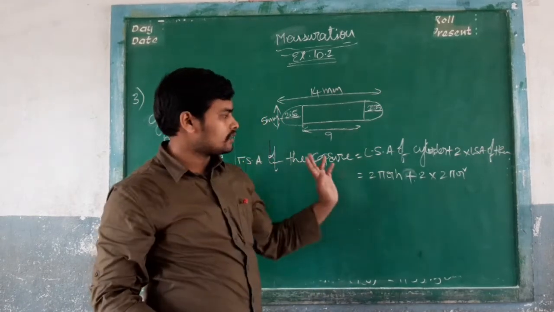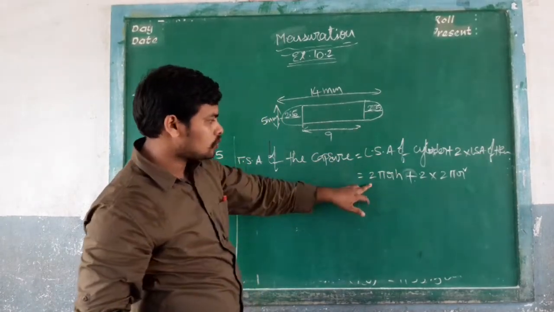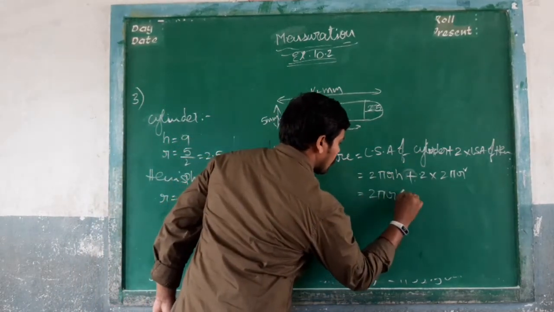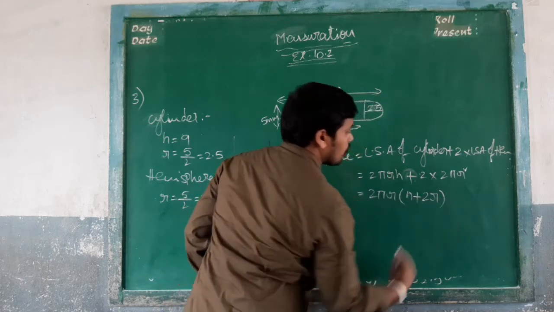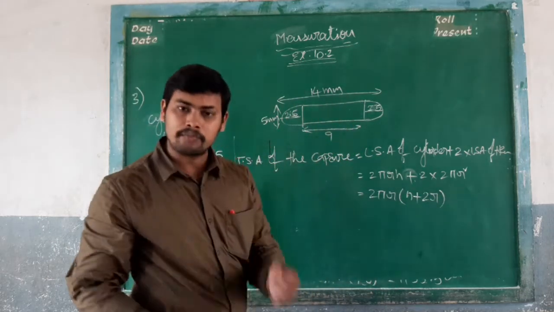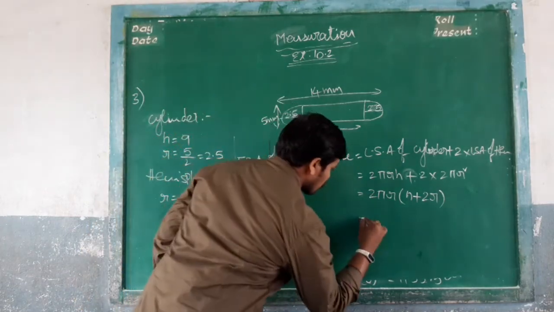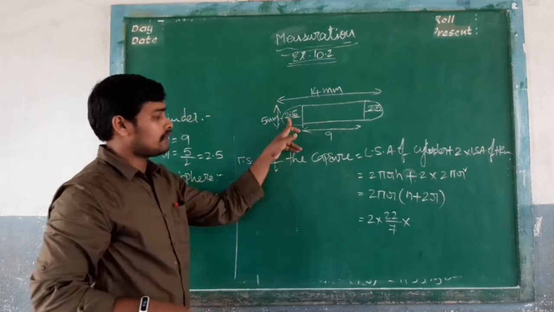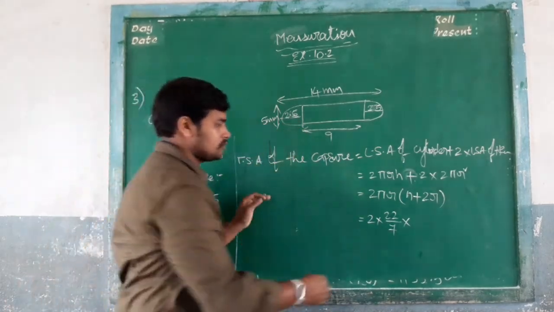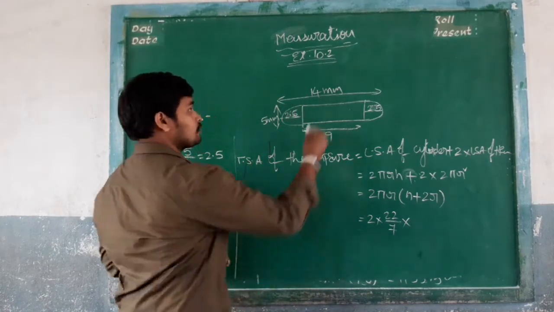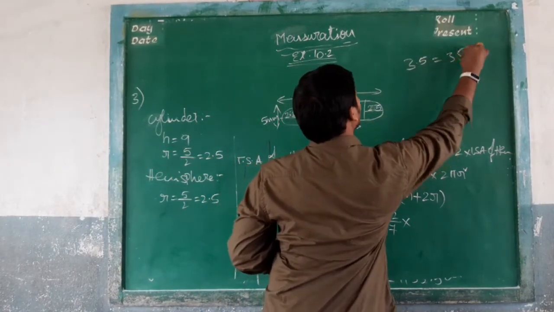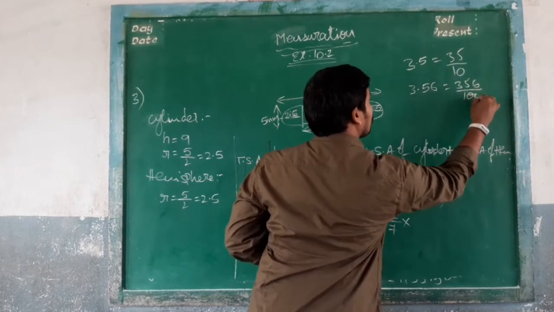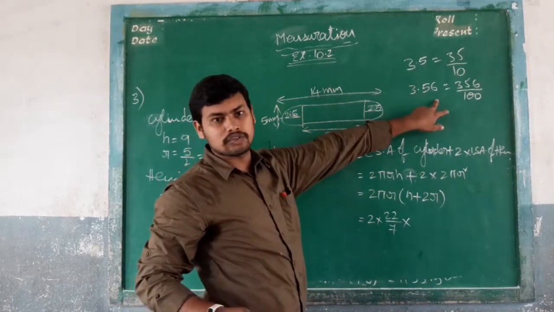What is the common factor here? Again 2πr. Here 2 is there, 2 is there. So 2πr into (h plus 2r). What is the pi value here? Pi value is 22 by 7. 2 into pi value 22 by 7. And the radius, we already know that the radius of this one is 2.5. 2.5 can be written as 25 by 10. After the point, there are two decimals only.